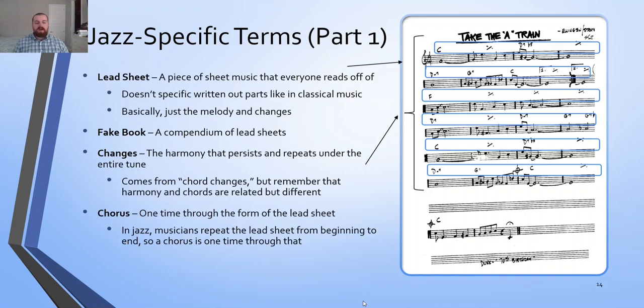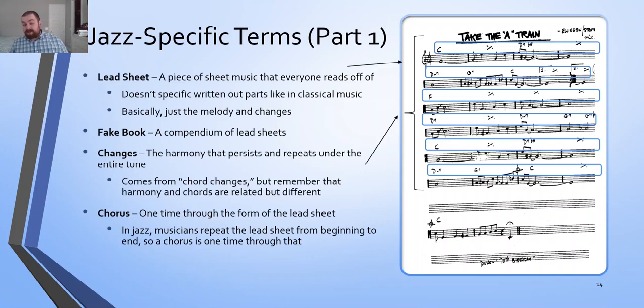Now, we refer to a chorus as one time through the form of the lead sheet. The form of this is AABA. We've got a little repeat sign here. That's not important to know about, but take my word for it. We've got four phrases here that form an AABA form, and this will repeat. When we start at the top, we play to here, we go to the top again, and so on, and so on, giving everybody turns to solo until the piece is over.